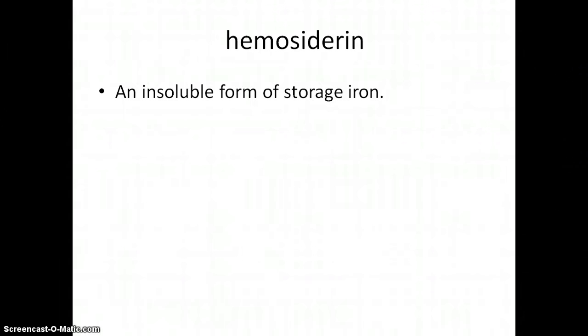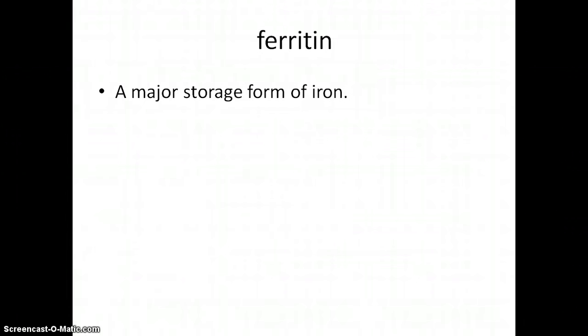Hemosiderin is an insoluble form of storage iron, and ferritin is our major storage form of iron. So how iron is stored in the body is called ferritin, and when checking patients for anemia, a lot of times they will check ferritin levels.